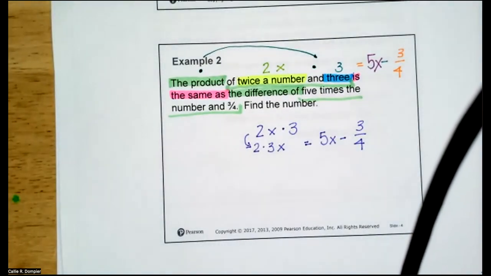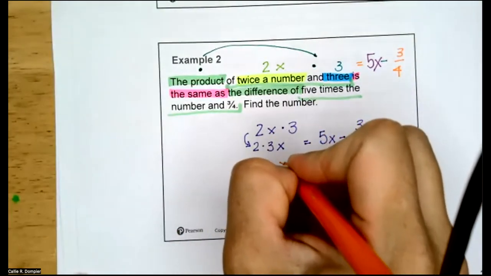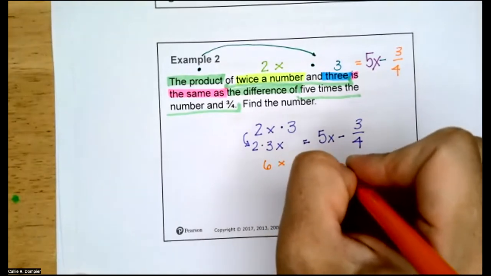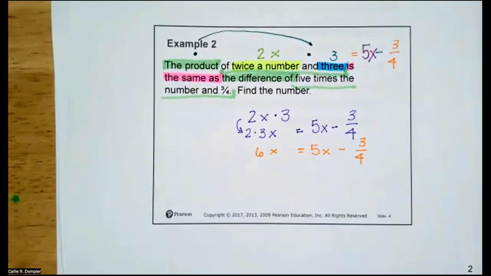Good. All right. Now we need to solve it. So let's first simplify this. 2 times 3 just becomes 6. So that becomes 6x is 5x minus 3/4. Any questions? All right.